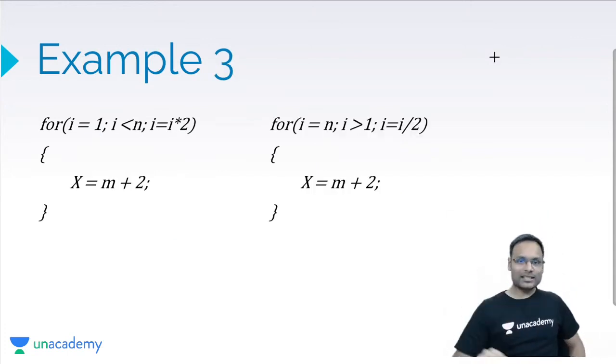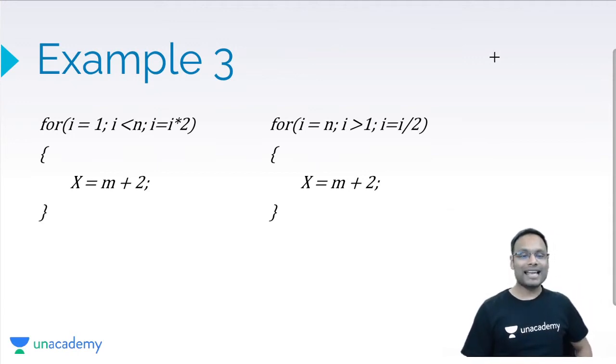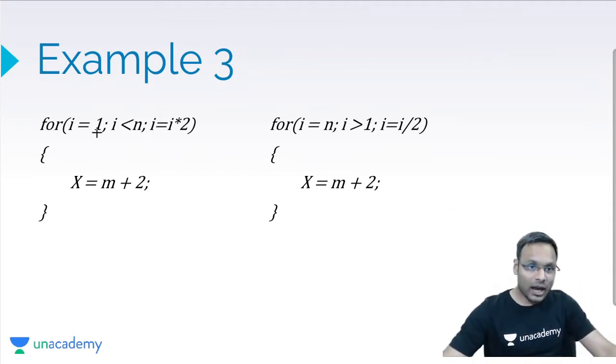In example number 3, I have brought these two examples on the same page just because I wanted to explain exactly what I am doing. Look at this. I am starting I from 1, going up to n, and after every iteration I am not going with I equals I plus 1. I am going with I equals I into 2.